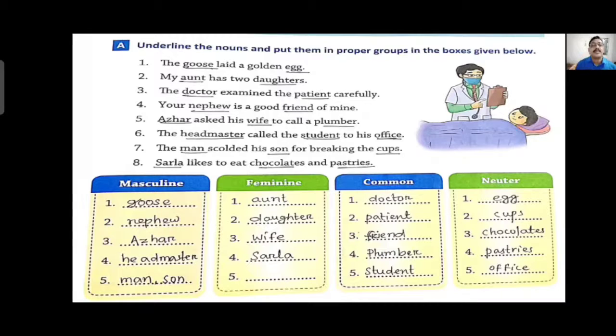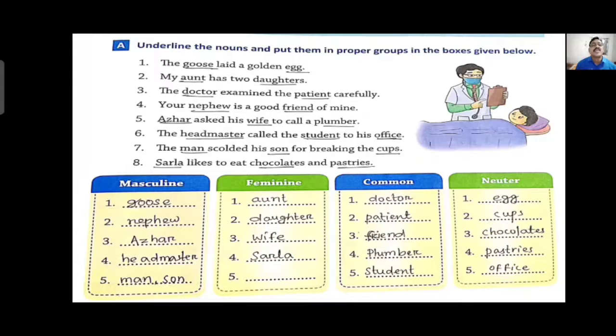Seventh one, the man scolded his son for breaking the cups. Man is male, that's why it is masculine column. Son is also masculine, and cup is a non-living thing, so it comes under neuter gender.